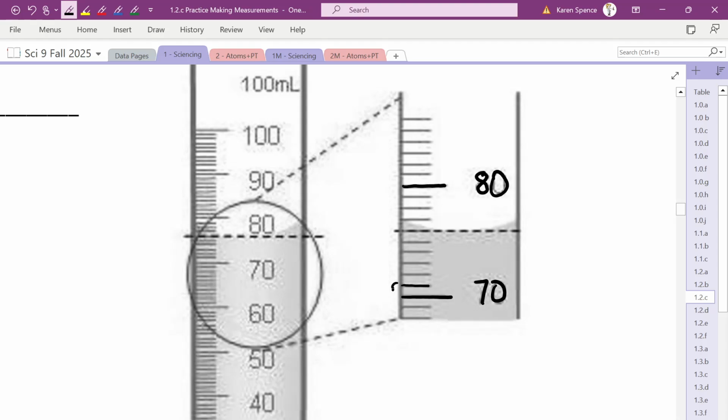What's this here? Is it 1? Is it 0.1? Is it 0.01? It is indeed 1. Okay, because we'd have to go 70, 71, 72, 73, 74, 75. Okay, and then that would put this one at 76.